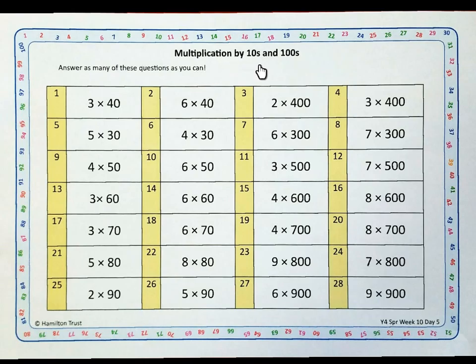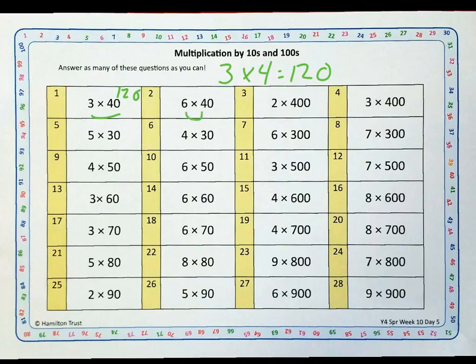It's called the multiplication of tens and hundreds. This one is a straightforward multiplication. Again, we've got 3 times 40, which you would work out by thinking, what's 3 times 4? Well, 3 times 4 is 12. Then just multiply the 12 by 10 and that gives you 120. So that's going to be 120. And you just write the answer in the box there somewhere.